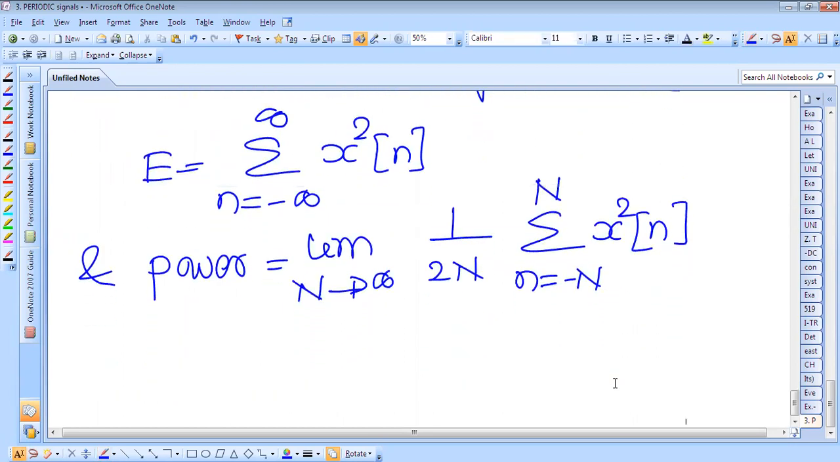So this is all about the classification of the signals. We have discussed that there are 5 types of signals. First is the continuous and discrete time signal. Second is the even and odd signal. Third is the periodic and non-periodic signal. Fourth is the deterministic and random signal. And fifth is the power and energy signal.